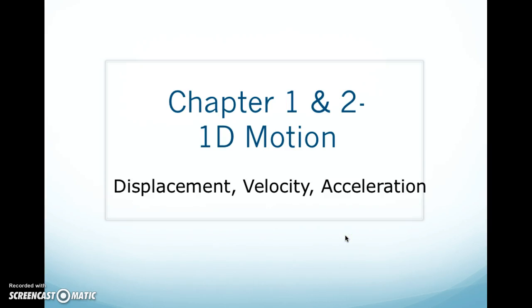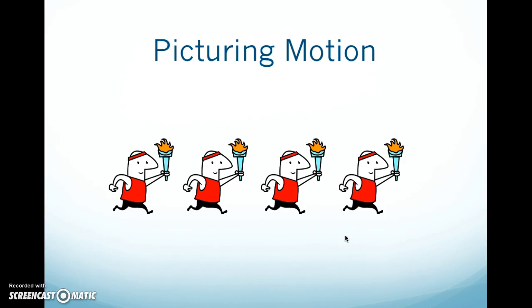These are the notes for, or at least the start of the notes for chapters 1 and 2 in one-dimensional motion, dealing with displacement, velocity, and acceleration. So the first thing to talk about is how we might picture motion, and sometimes these are called motion maps or motion diagrams.